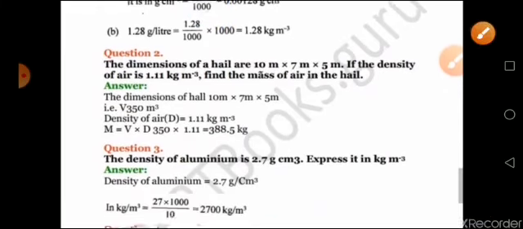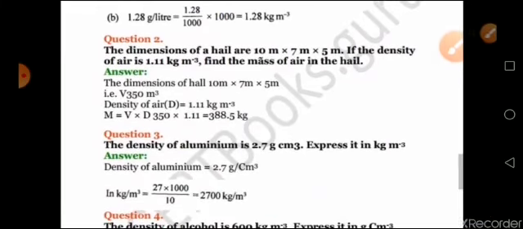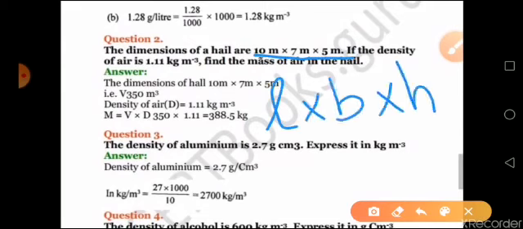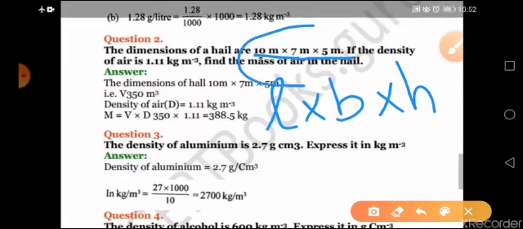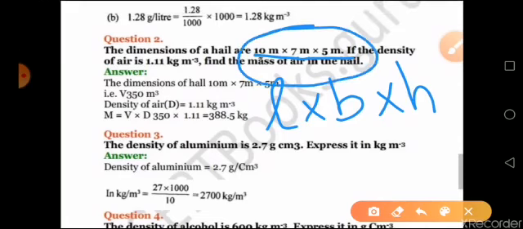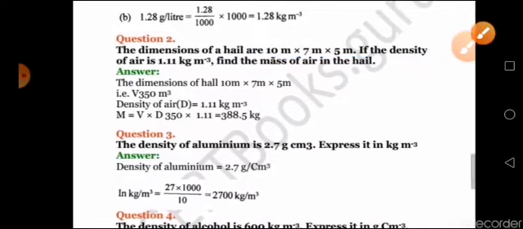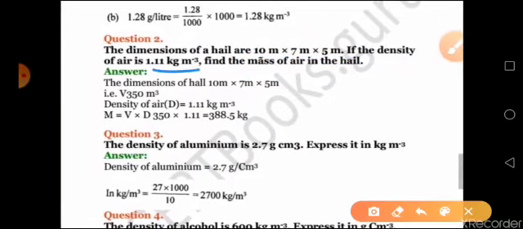Now coming to your question number 2, here you are given the dimensions of a hall as 10 meter into 7 meter into 5 meter. See, if the dimensions are given like this, it means that it is in the order of length into breadth into height. Always it will be length into breadth into height. Now density is also given. You have to find out the mass of air in the hall.